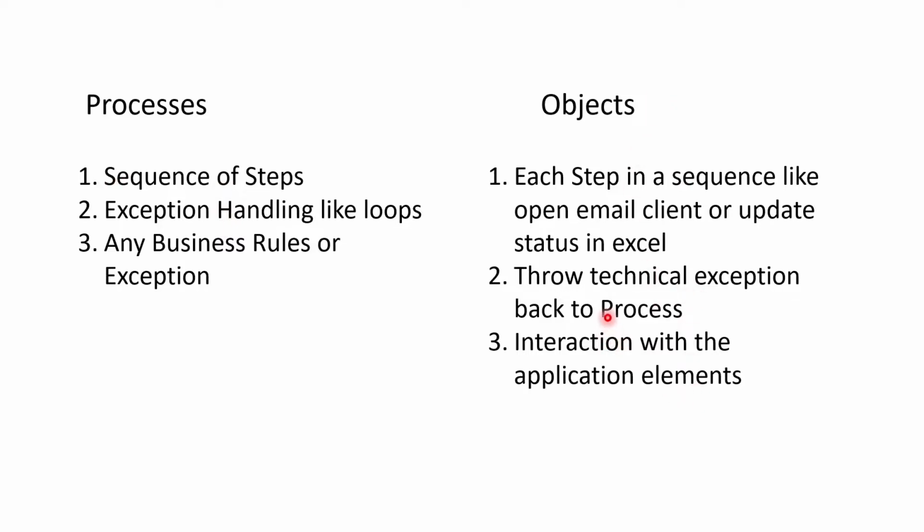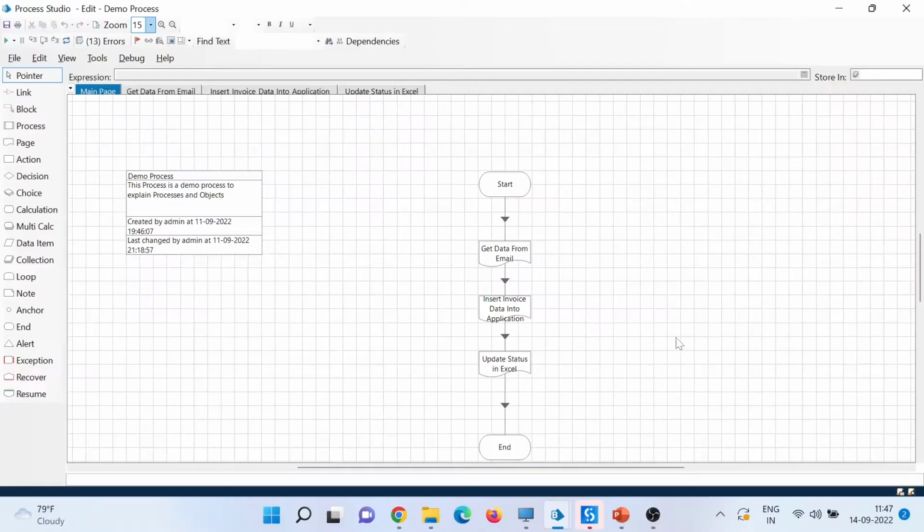And then there is the interaction with each application element. Let's say I have a login screen, so there will be a username text box and a password text box. Ideally the bot should identify each text box and enter the details. That level of interaction with the elements in the page will be done in Object Studio. Okay, so let's now see Process Studio first.